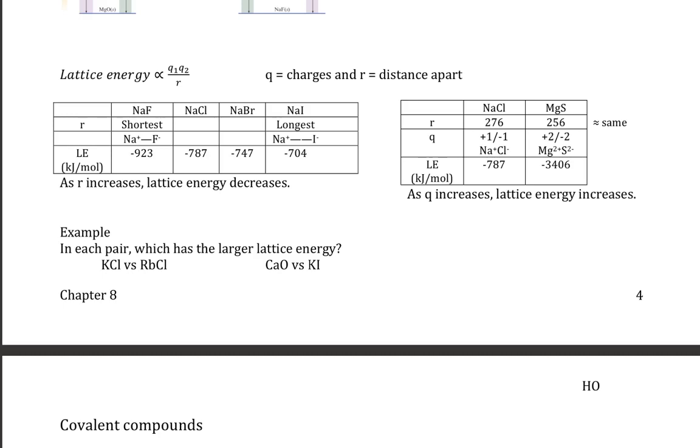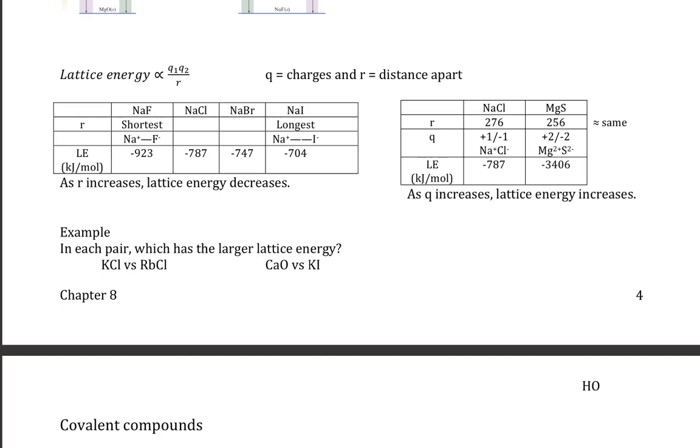The second table is comparing R's, but mainly Q values. So in NaCl, we have +1, -1. In MgS, we have +2, -2. It turns out that the radii, the separation of the ions for those two different compounds, is pretty close. So we'll say those values are about the same. R is about the same. So we're just looking at the charges.